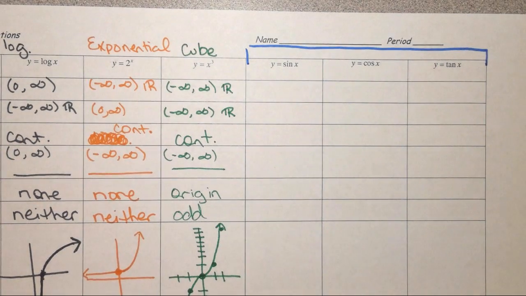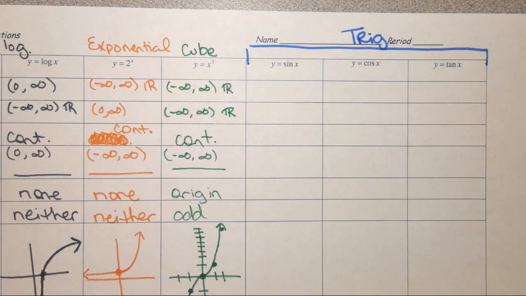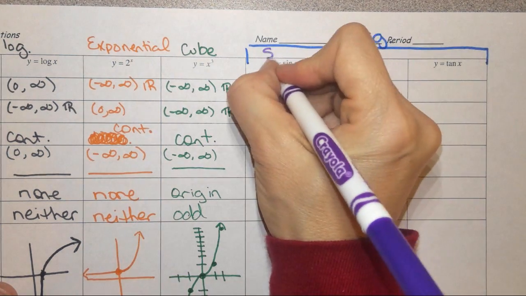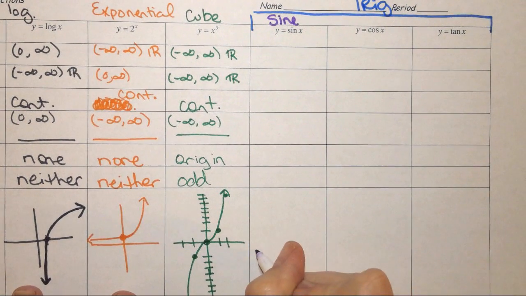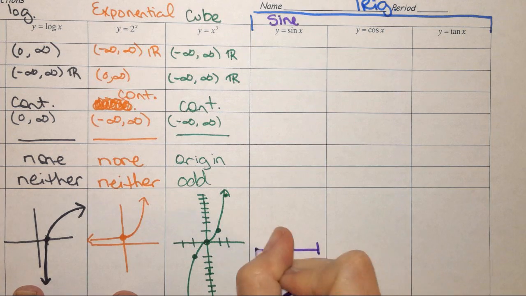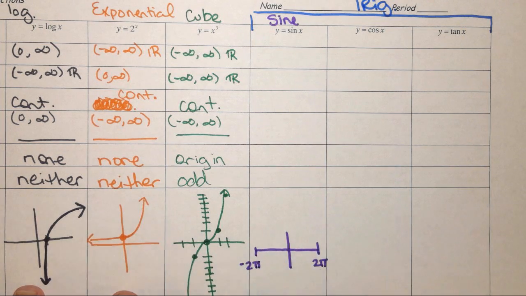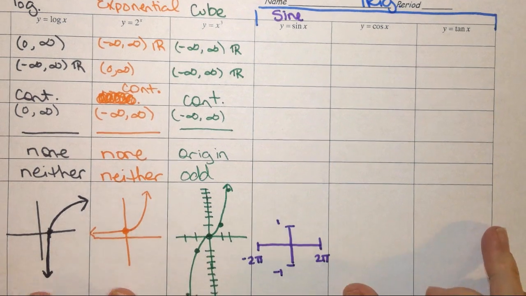And we've done these this year, so these should be easy for you, at least I hope they are. This first one we're going to look at is our sine function. Remember, this is not sin, it's sine. And when we graph sine, we learned how to graph it between positive 2 pi and negative 2 pi. And we always went up to 1 and down to negative 1.